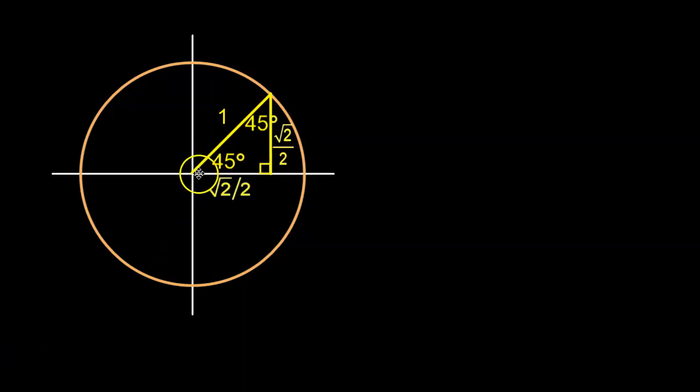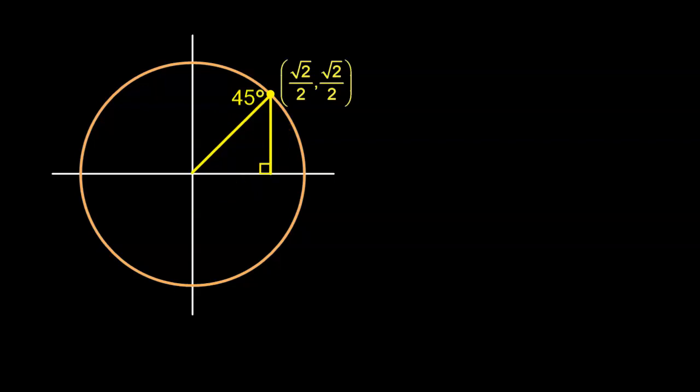Okay, so now we have the base and the height, which then should give us the coordinates root 2 over 2 comma root 2 over 2. And so we've determined, or we've justified the coordinates as exact values at 45 degrees. Okay, so I'll simplify that.